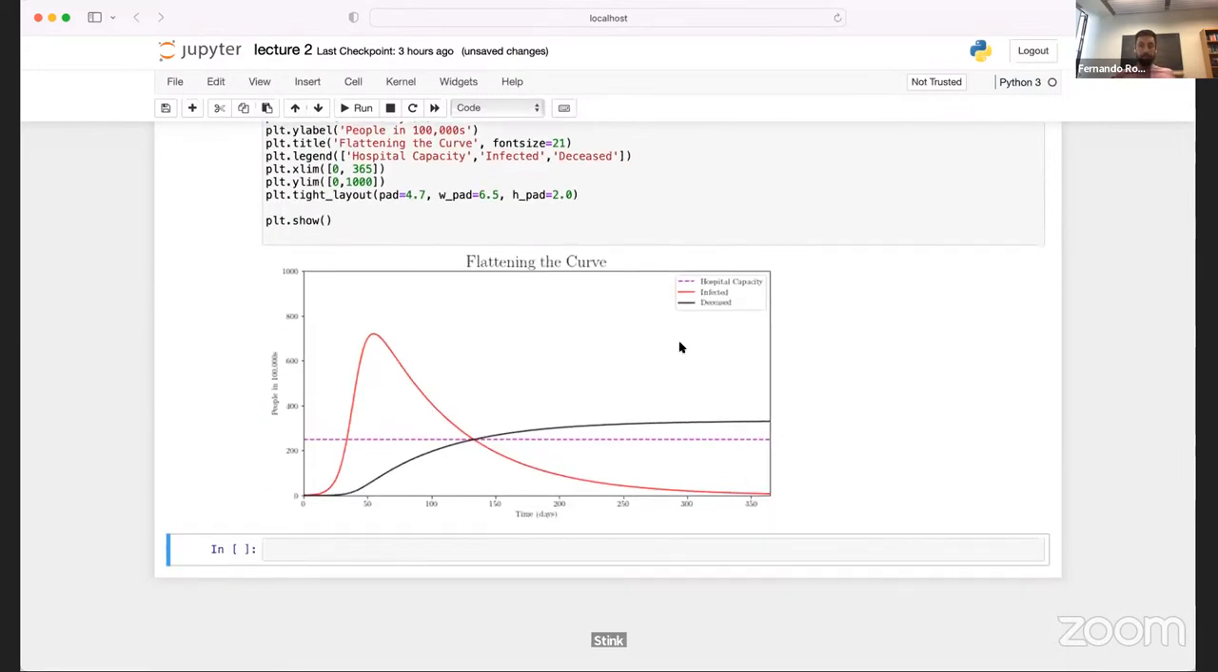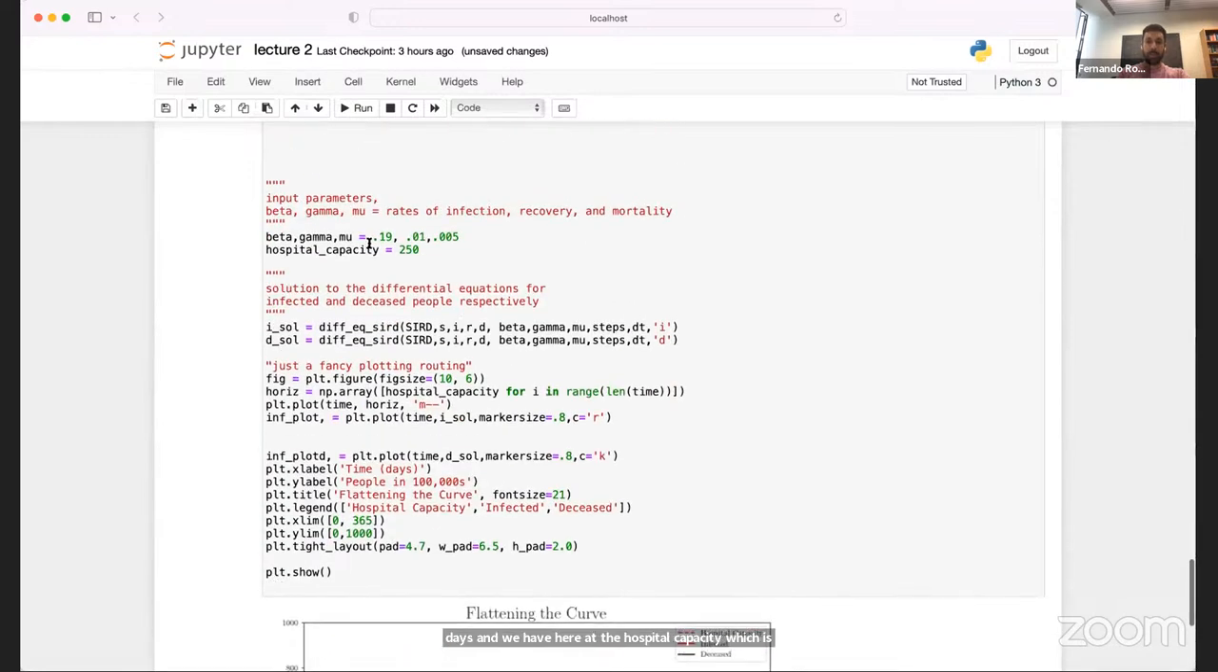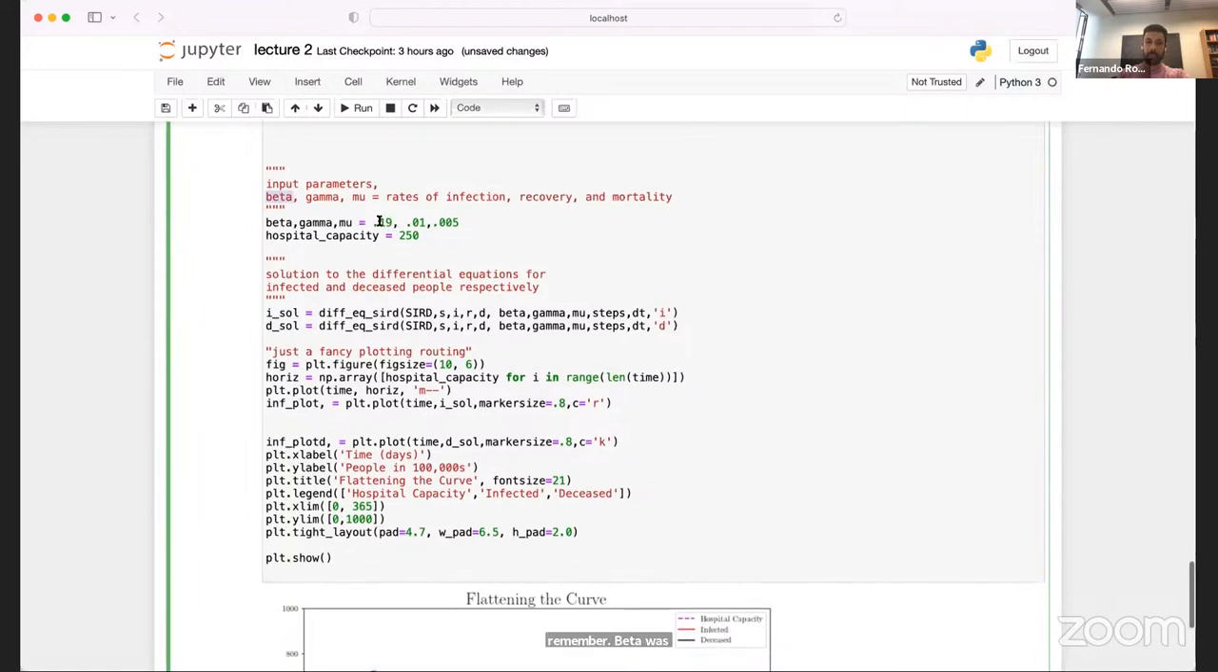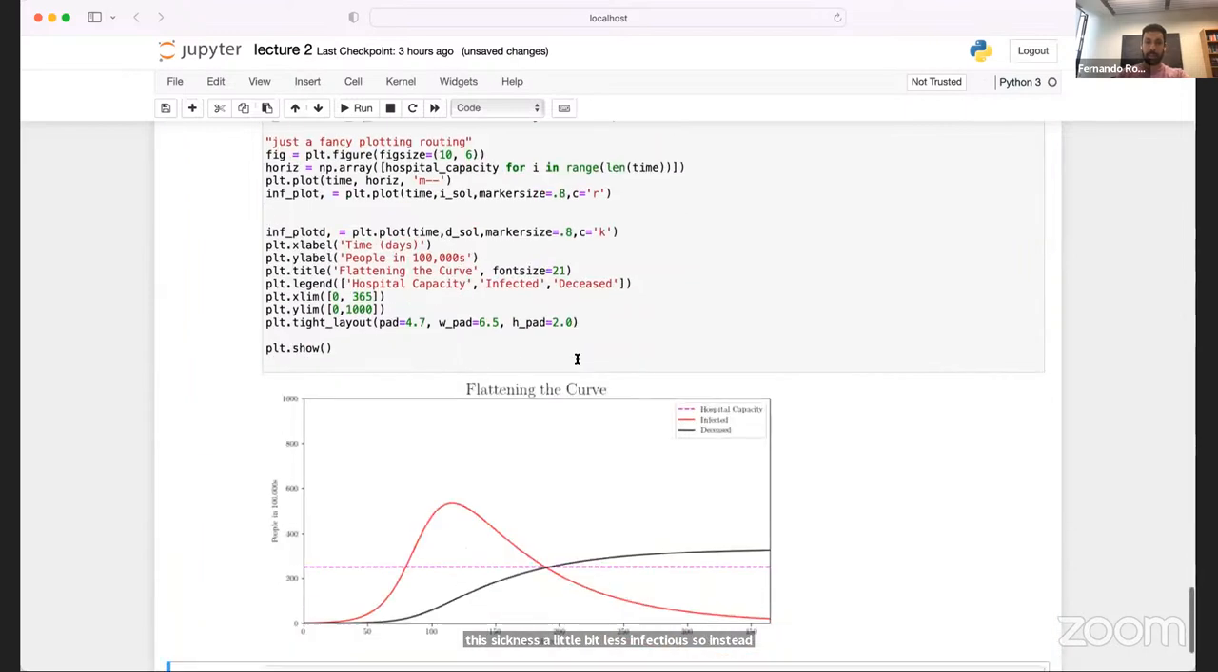But now here we have a plot where we have a year, in time of the days, and we have here the hospital capacity, which is here the infected and the deceased. And now we can play around a little bit. So remember, beta was the infectious rate. So let's make this sickness a little bit less infectious. So instead of 0.19, we can make it 0.09 and make the plot again.